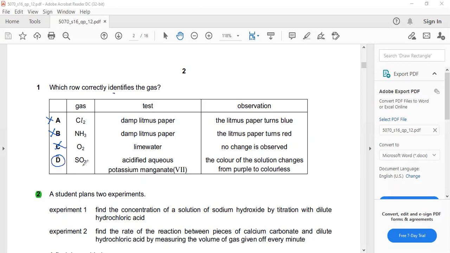D is the answer. Sulfur dioxide is a reducing agent, and this is an oxidizing agent. So sulfur dioxide changes the color of KMnO4 from purple to colorless. Okay, oxidize is a redox reaction. This is the reducing agent and this is the oxidizing agent.